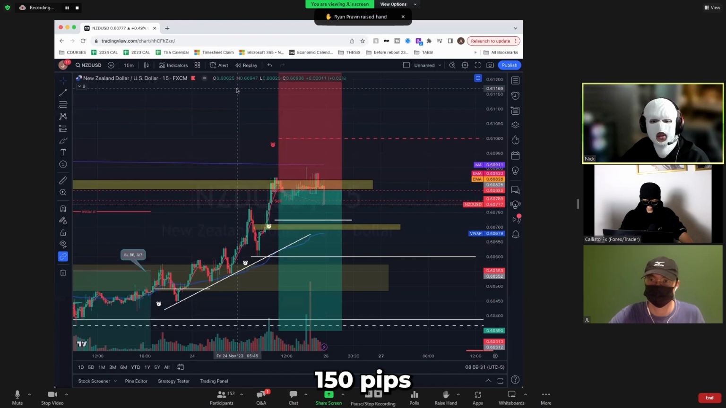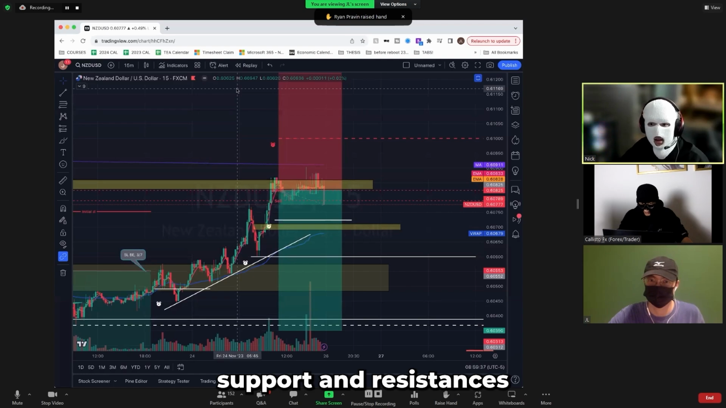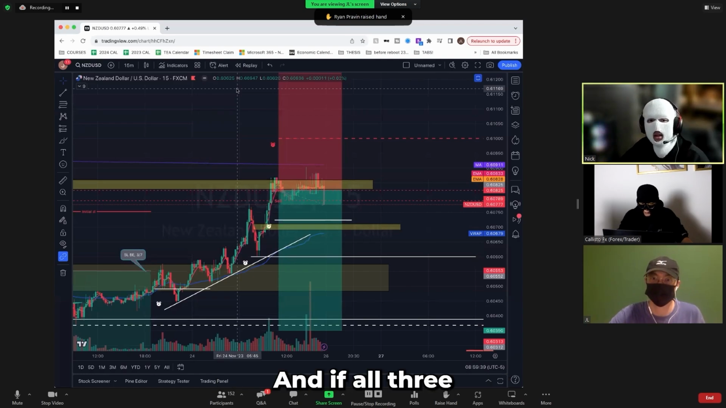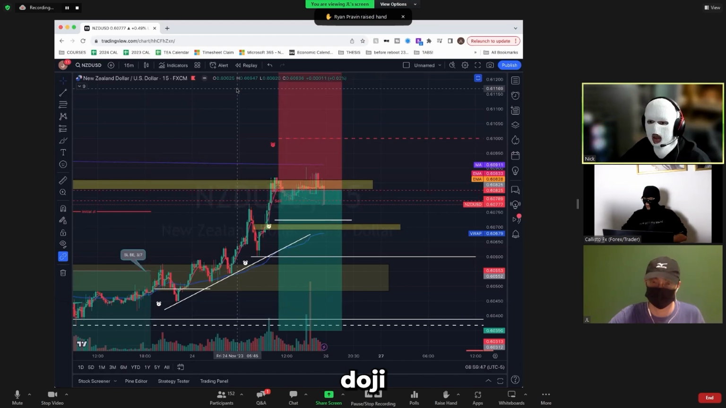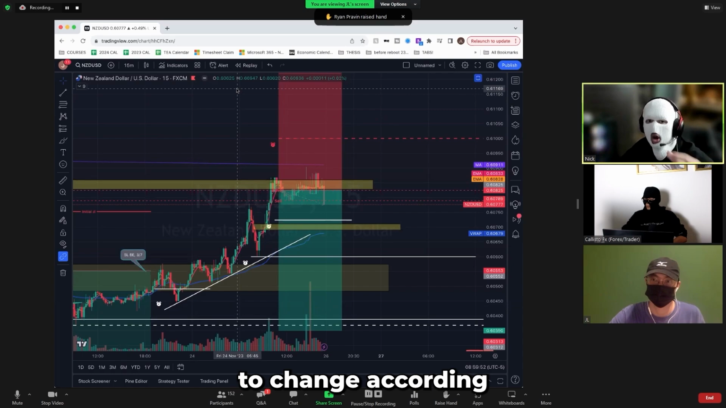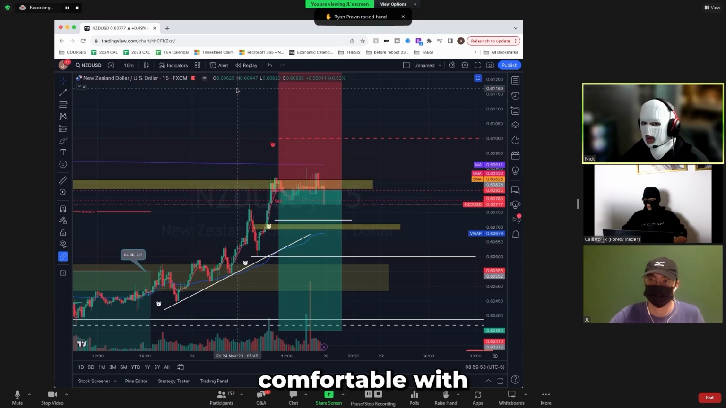You have a range of 100 to 150 pips, and then you have 2 points of context for each support and resistance, right? And if all 3 criteria are met, then you have your confirmation set of rules. Like it can be an engulfing candle, it can be a pin bar, it can be a doji, it can be all these kinds of things. But this will start to change according to what you feel comfortable with.